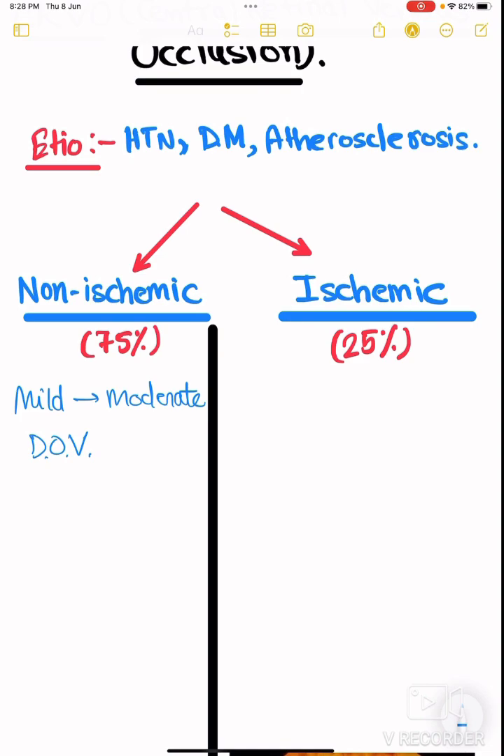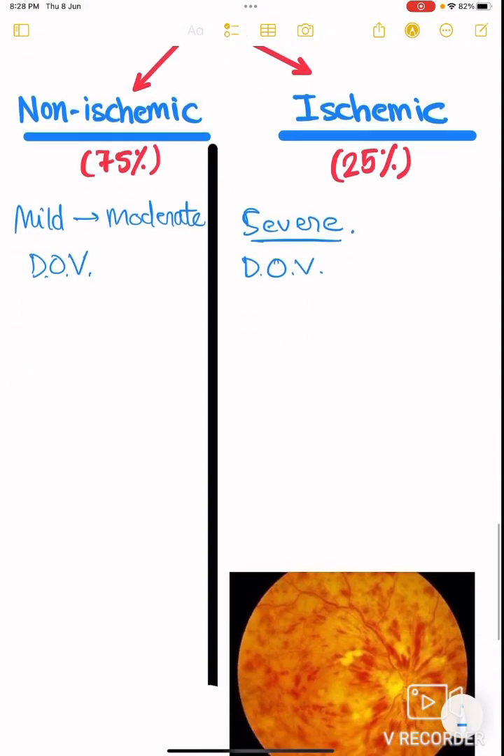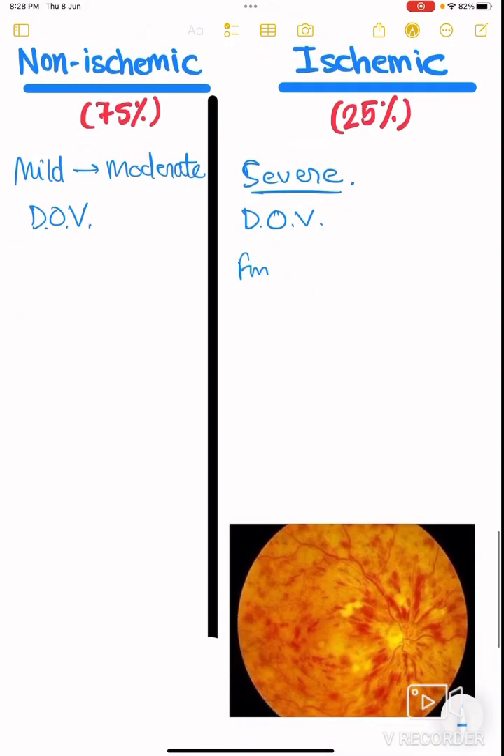Whereas in ischemic type, there is complete ischemia due to CRVO. So you see severe disease over here. Everything will be severe in it and there will be again diminution of vision, not loss of vision, unlike CRAO. The fundus in ischemic type shows splashed tomato appearance, which you can see over here.